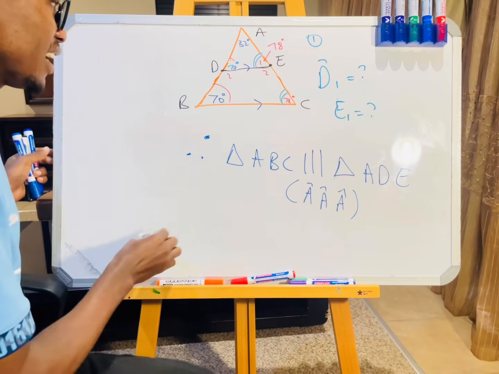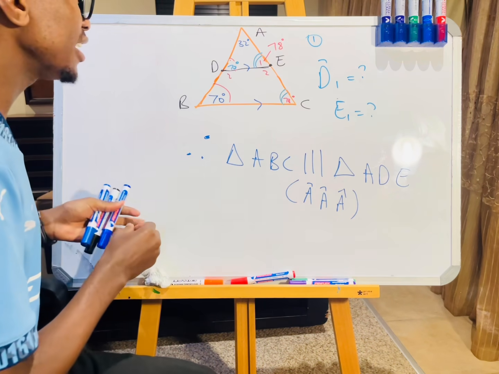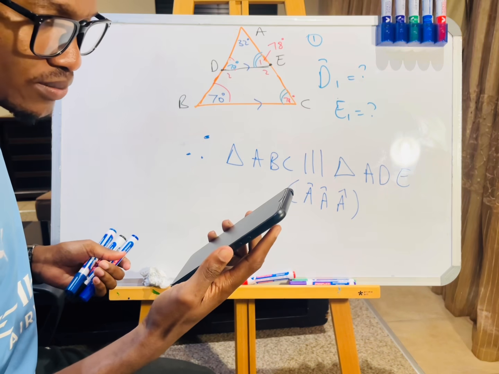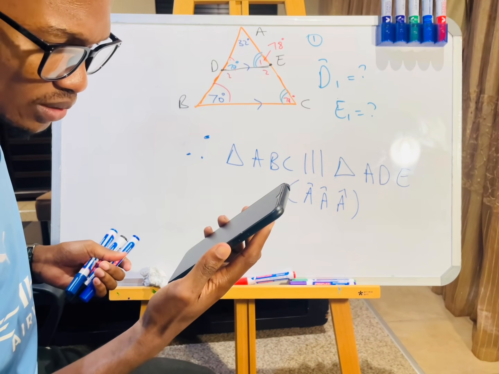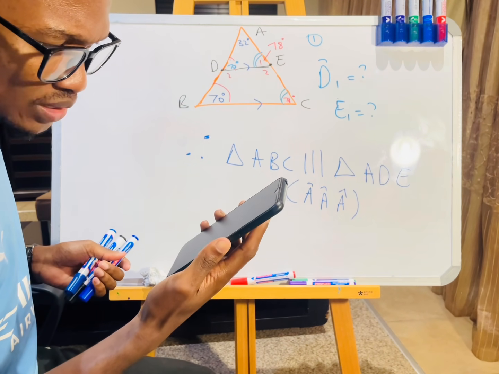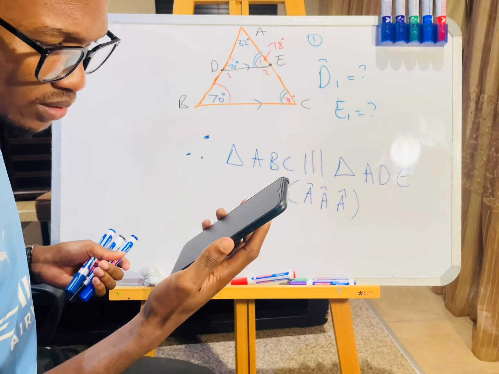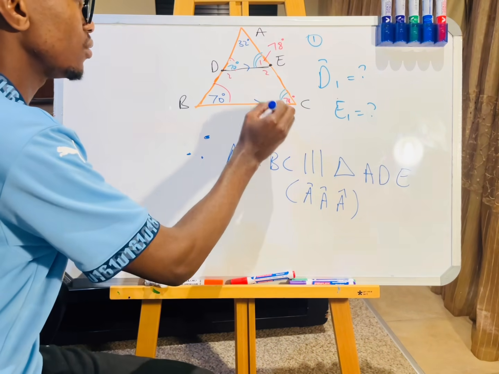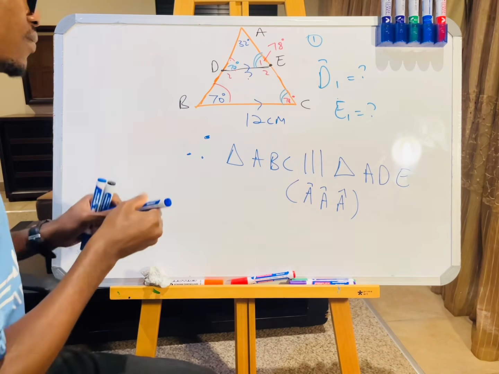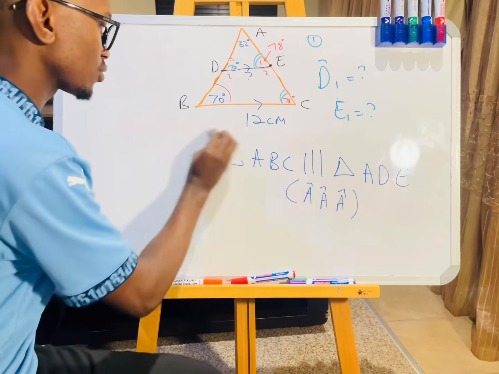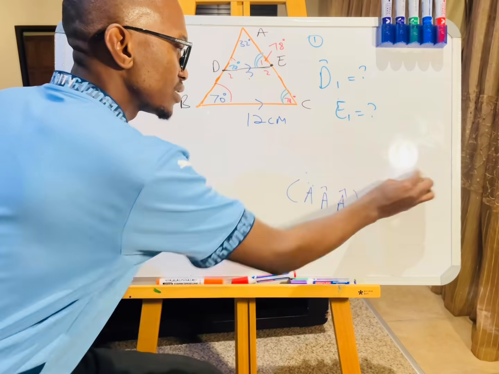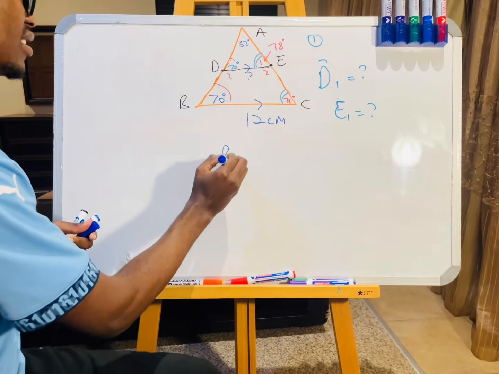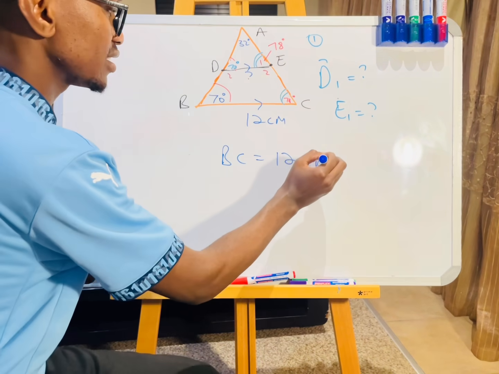Right. In case you are given this guy, I think there was something that they were also given, which I didn't mention. BC is 12. So this guy is 12 centimeters. They're looking for this guy here, DE. So I think we can do that one. That is the last question for this diagram. So BC is given to be 12 centimeters.